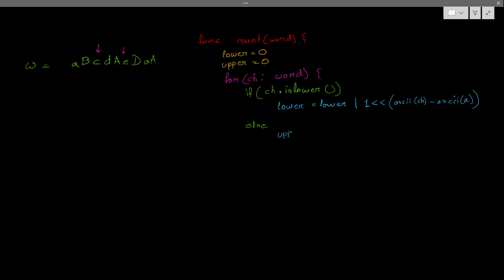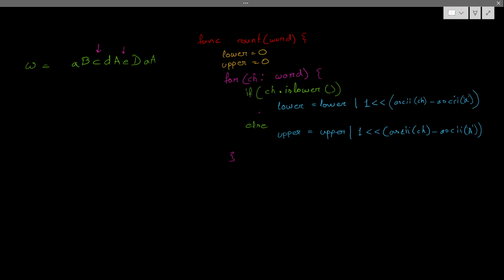So upper equals to upper or 1 left shift ASCII of character minus ASCII of capital A. Earlier it was small a, it is capital A. Okay, and at the end, the for loops end.